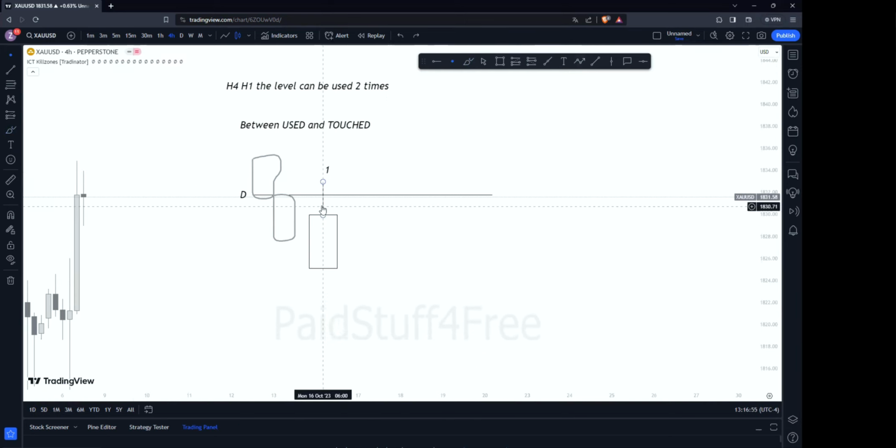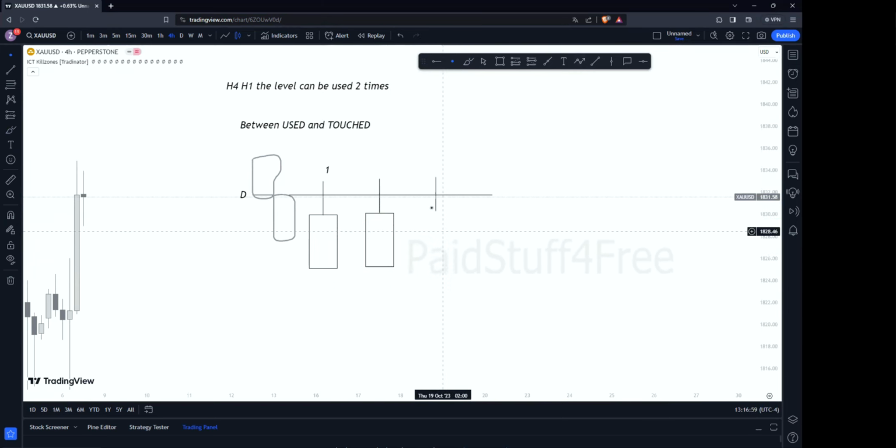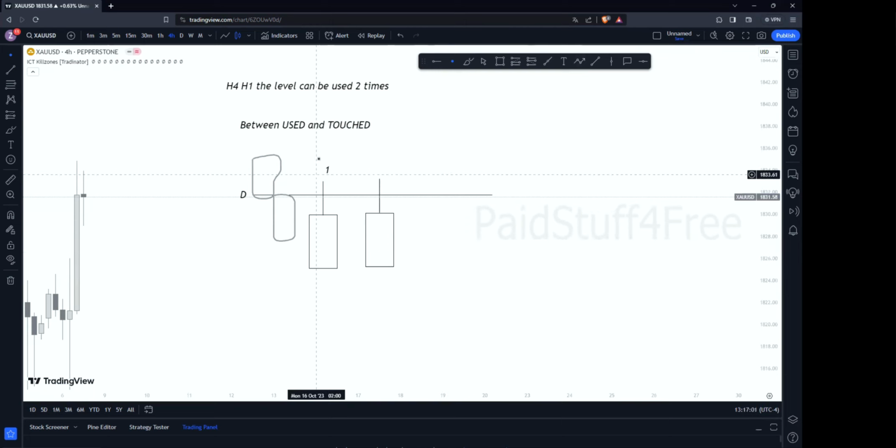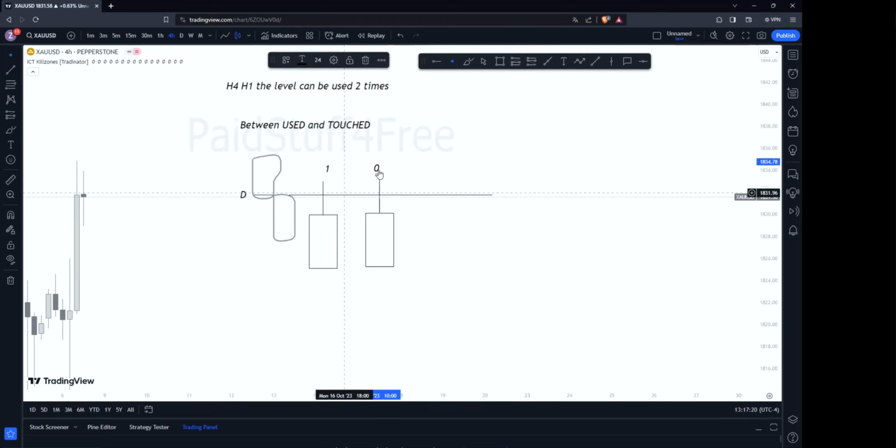Let's say we touch it again with another wick. Is the level touched or used twice? For me, the level is touched twice, but used only once. Why only once? Because the first time it was fresh, and the second time we touched the level it was unfresh, so it doesn't really count. You get what I'm saying here, guys? Okay, amazing. So this one is 0. 0 means that it doesn't count.